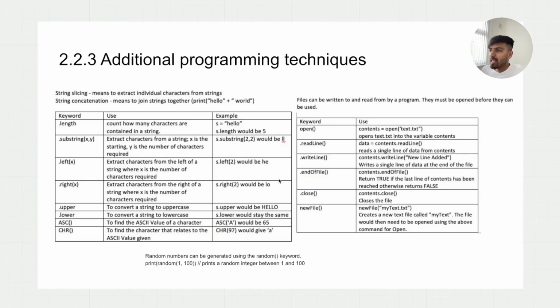Here are all of the file handling commands that you need to know. Open just opens it in memory. Read line reads a single line of data from the contents. Then we write line, which just means writing to a file. Then we close it, and end of file basically returns true if it's the end and false if it's not. So a typical way of doing it is using a while loop or a do until loop. And to print a random number, we basically just use random.